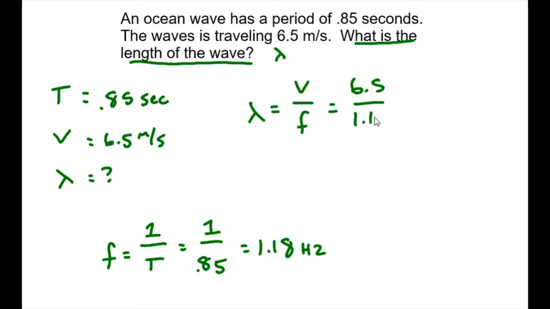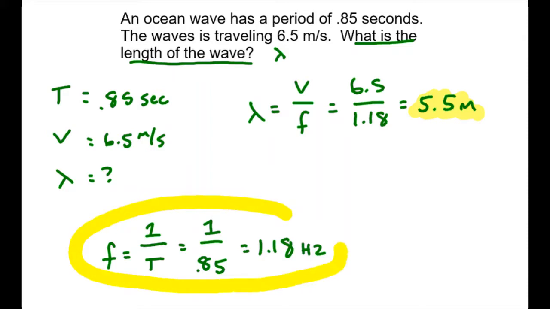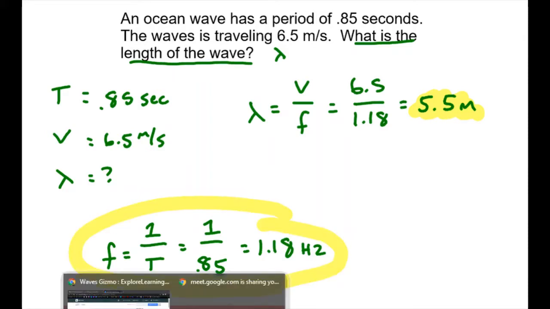Thank you, Chris. 1.18. So now we're just going to go 6.5 divided by 1.18, and I have 5.5. Good, Carlos. 5.5, and that's wavelength. That would be in meters. All right. So we just made you do a little work ahead of time to go from period to frequency, and then we were able to get that done.